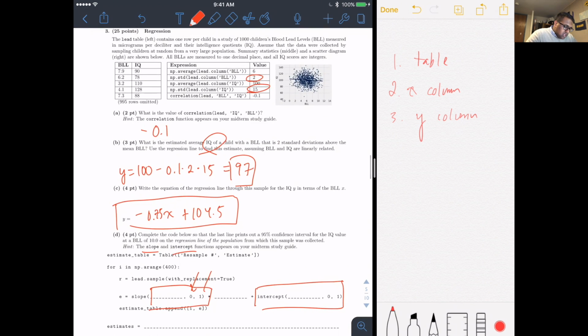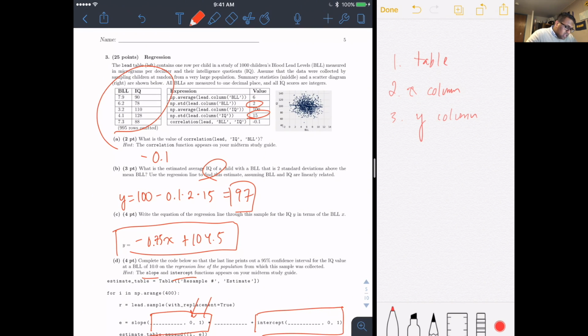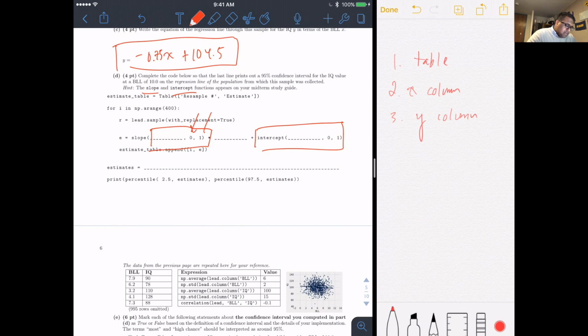So we know if we look at this table right here, the lead table, the first column corresponds to blood level and the second column corresponds to IQ. So we know that we're probably going to be passing in this table. And since here we're sampling from this table, we're going to have to put R here instead of hard coding in lead. So that's R. And we know that our estimate is equal to the slope times the x value we want to estimate, plus the intercept. So it's y equals mx plus b. So here we're going to have a 10.0.